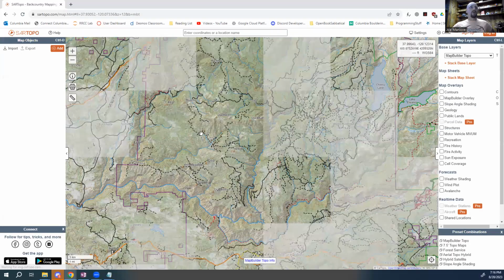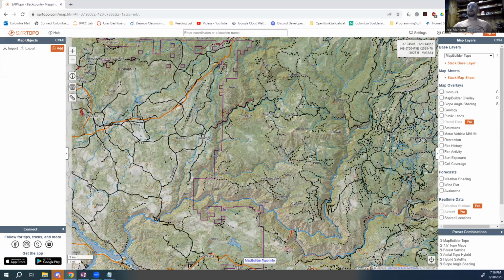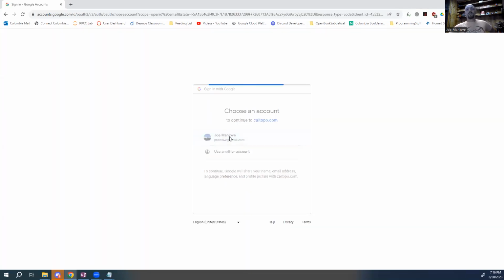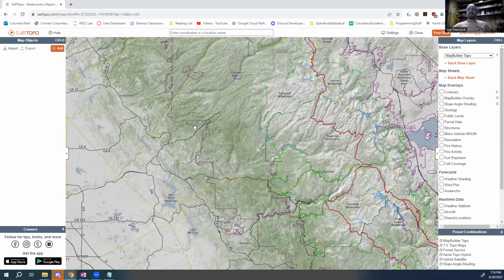Okay, so here's Sartopo. This is the mapping software we use for search and rescue. This is actually really rad. If you're into backpacking, it's also called CalTopo. Even the free version is actually really, really handy.